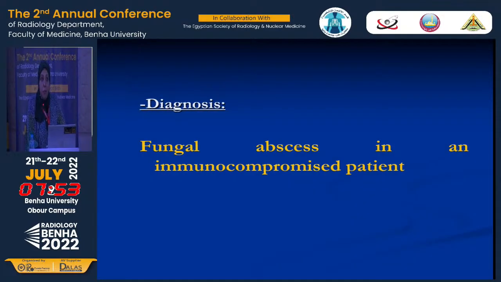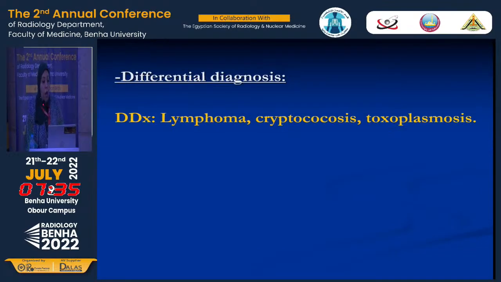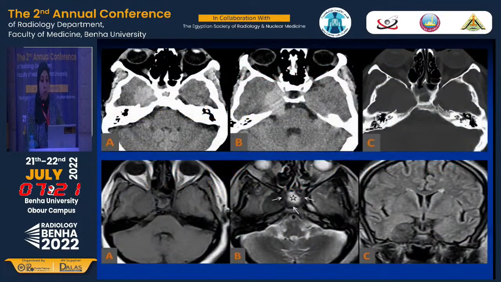So a fungal abscess can occur in an immune-compromised patient, with no restriction of the cavity, but the characteristic is the restriction of inward projections of fungal hyphae, as well as the blooming signal subsequent to iron deposition. Case number 6 is for a 56-year-old female oncology patient, also on chemotherapy, with cranial nerve palsy and fever. The clinical situation of every patient is very important.